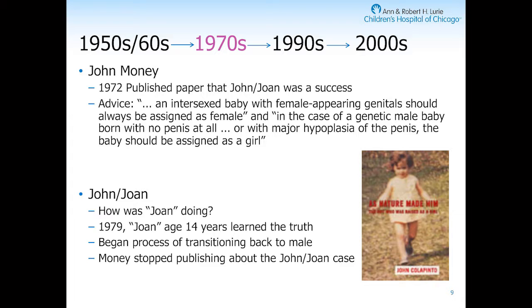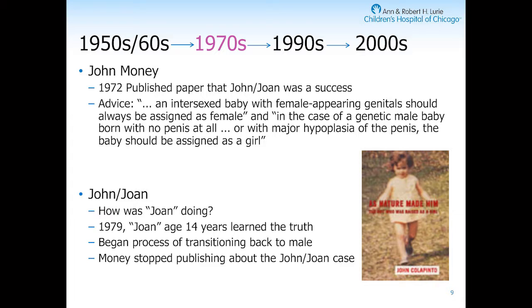But it was a little more complicated than that, because Joan was not actually very happy. Joan was really struggling. She wanted to play with her brother and his friends and do all of the typical sort of rough and tumble male play. She didn't want to wear dresses. She would rip them off. She wanted to wear boys' clothes. She wanted to urinate standing up. She was having a lot of behavioral issues that went along with all of this distress.